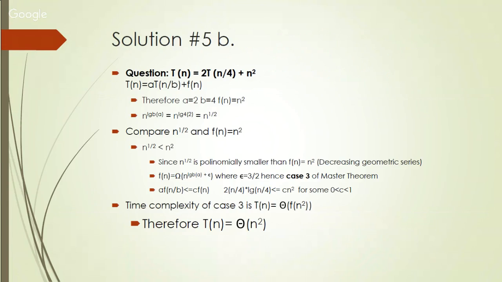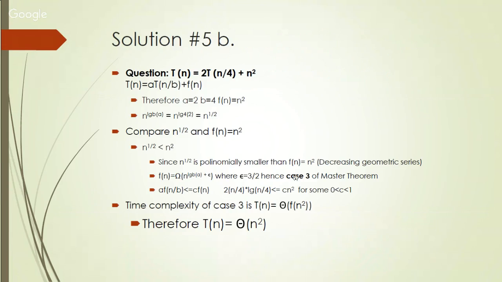5b, we have this question: T(n) equals 2T(n/4) plus n squared. Then you plug in the function. You plug in a and b into the power log of 2 base 4. It will be n to the power half. Again, we compare the power half and f(n). Again, it's polynomially smaller than n squared.